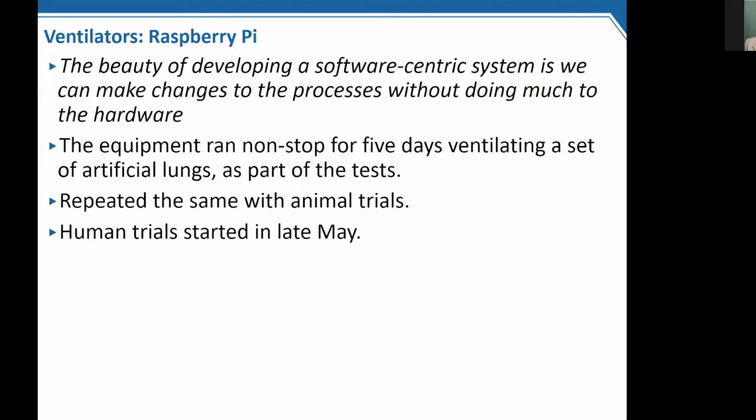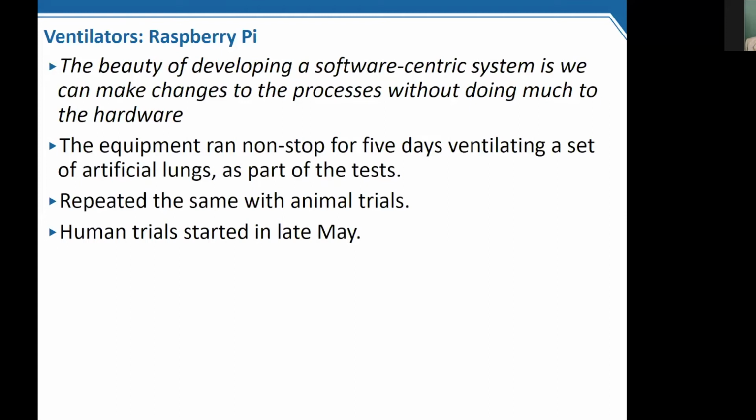So once they put together this design from MIT with locally sourced parts, they actually used it on a set of artificial lungs and proved that the equipment ran nonstop without failure for 5 days. Then they repeated this test with animals, and it passed. And then late in May, we started human trials.